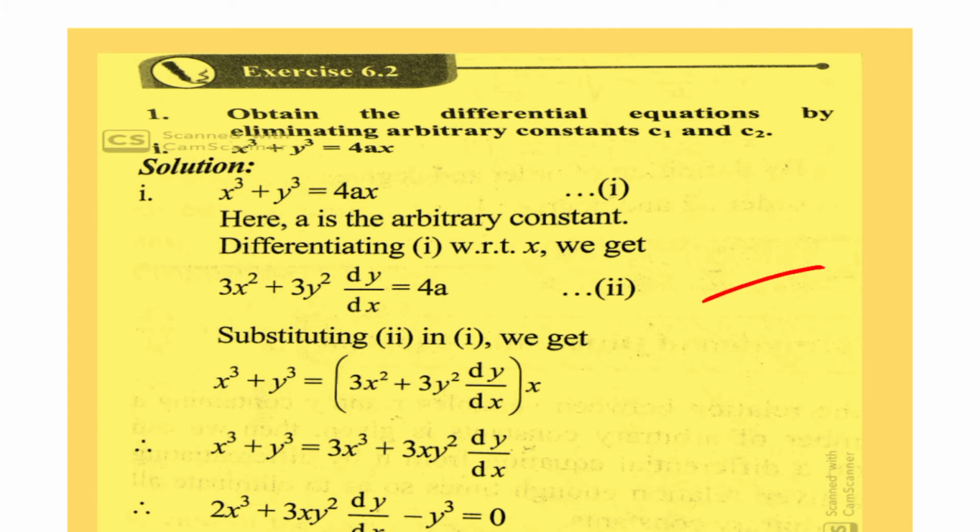Substituting equation 2 in equation 1, we get x cube plus y cube is equal to 3x square plus 3y square dy by dx into x. So x cube plus y cube is equal to 3x cube plus 3xy square dy by dx. Therefore 2x cube plus 3xy square dy by dx minus y cube is equal to 0.